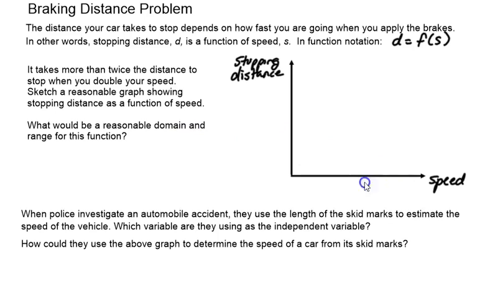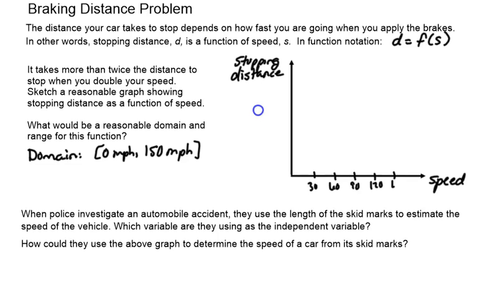Well, domain's going to be a little easier. Speed, we can think of how fast does a car go. So domain, we would expect anywhere from 0 miles per hour to maybe, if a car is speeding, maybe 150 miles per hour. That's probably on more of the extreme end, but somewhere in there. So let's say maybe 30, 60, 90, 120, 150, okay? So something like this. And this is in miles per hour, okay?